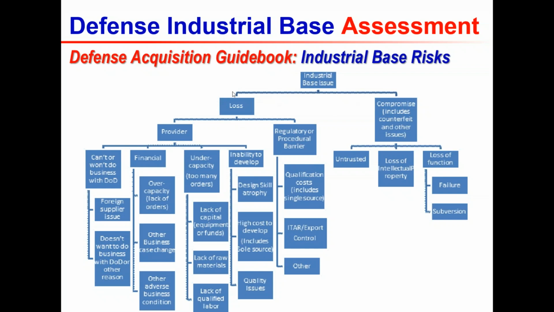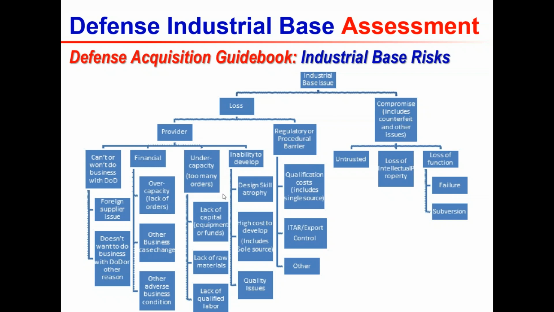Then within the idea of the loss, if you lose some industrial base capability, is it due to something the provider does, or is it due to regulatory or procedural barriers? You have everything from ITAR to qualification costs that are regulatory or procedural barriers. Then with the provider, it could be that the provider can't or won't do business with the DoD for various reasons. It could be financial reasons that limit its ability to supply DoD. It could be an undercapacity.